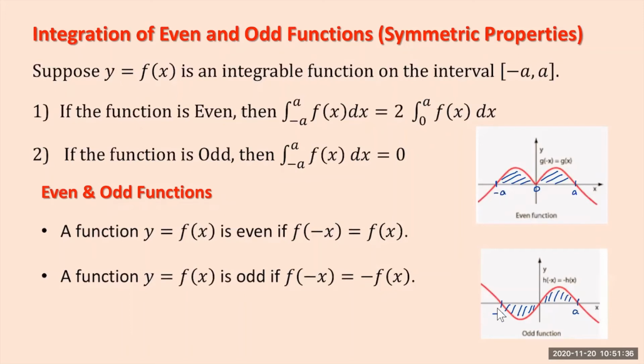So integration from negative a up to 0 is negative, and then from 0 up to positive a is positive. But these two are equal and opposite. That means when you add negative and positive, which are equal, the total result will be 0. So the definite integral from negative a up to a of this function will be 0. That's why for the odd function, integration from negative a up to a of f of x with respect to x is 0. So these two important properties are called the symmetric properties for evaluating the definite integrals.